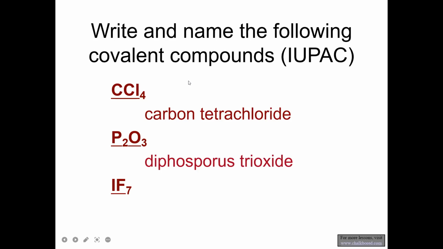And this one is 1 iodine. And remember, we do not use mono for the first element. We use it for the second one, but not for the first one. So mono, and 7 is hepta. So iodine heptafluoride, not septa, hepta, with an H. All right, so there you go.